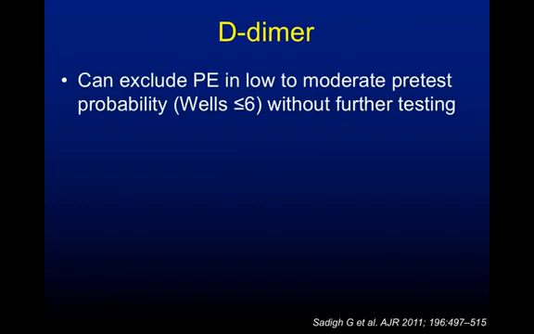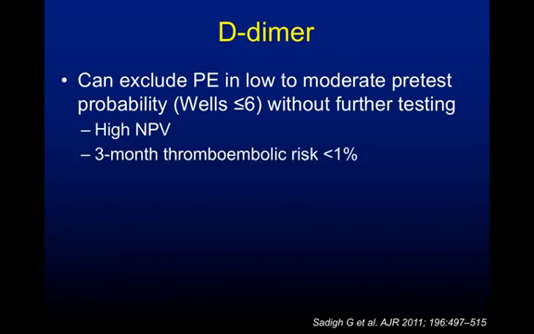And the D-dimer is a blood test that can exclude pulmonary embolism in low to moderate pretest probability or Wells score less than or equal to 6 without further testing. So the D-dimer in these patients has a very high negative predictive value with a 3-month thromboembolic risk of less than 1%, just as high as a negative CTPA.